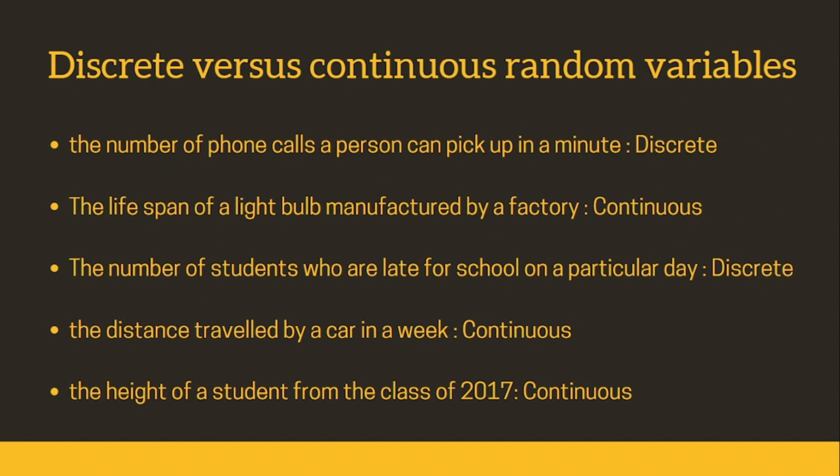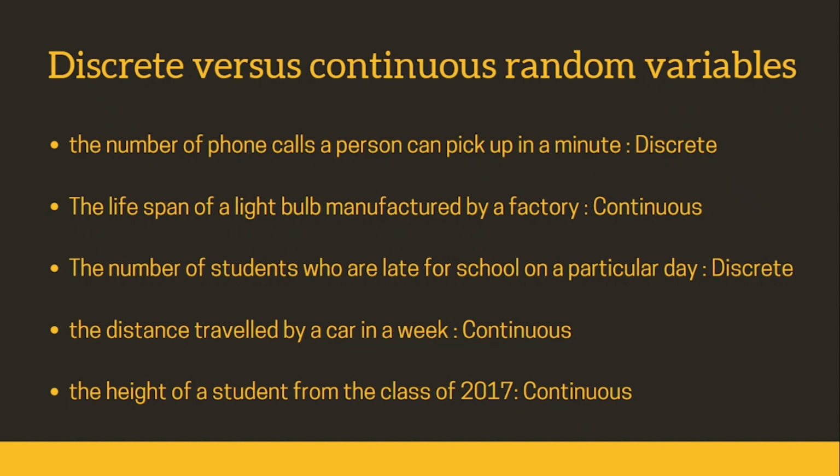These are some examples of what is discrete and what is continuous. The number of phone calls a person picks up in a minute is discrete because you can only count 1, 2, 3, 4, 5. But the lifespan of a light bulb manufactured by a factory, you can never really measure definitively, because it depends on how precise you want your measurement to be.